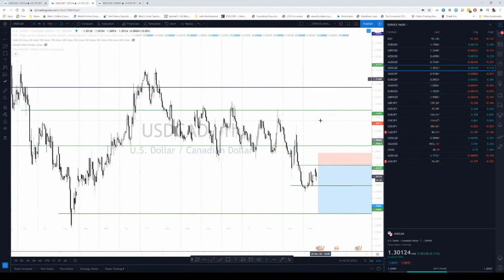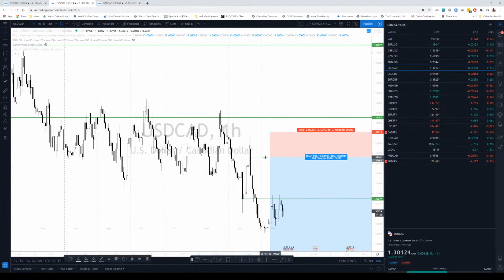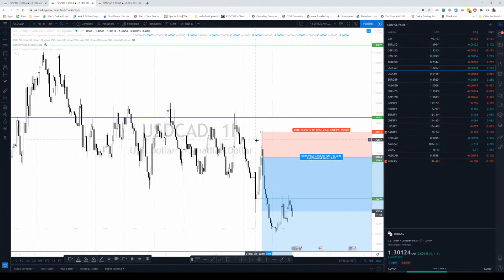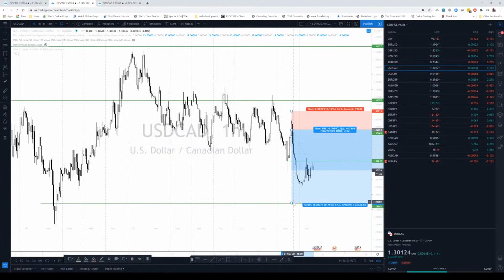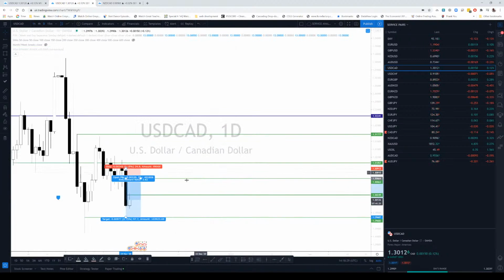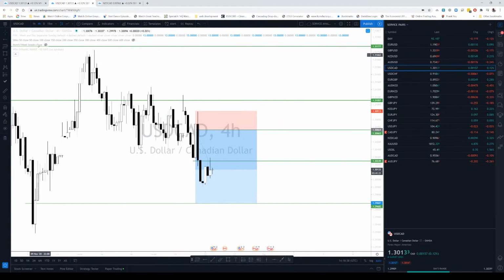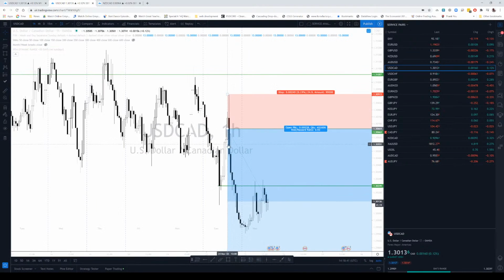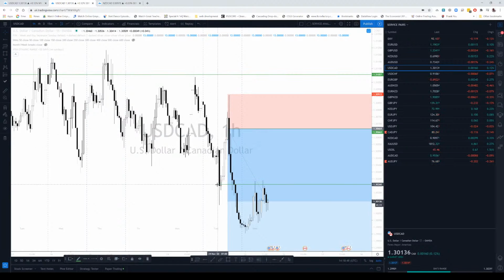Dollar CAD, I want to see if price could come up here and look for a sell to come back down to the daily last down candle, the wick. I'm looking for price to come to the 50%. I also want to see if price will run up here and then give me an entry. If it doesn't, then this is a breaker, so it could just roll over from this breaker.